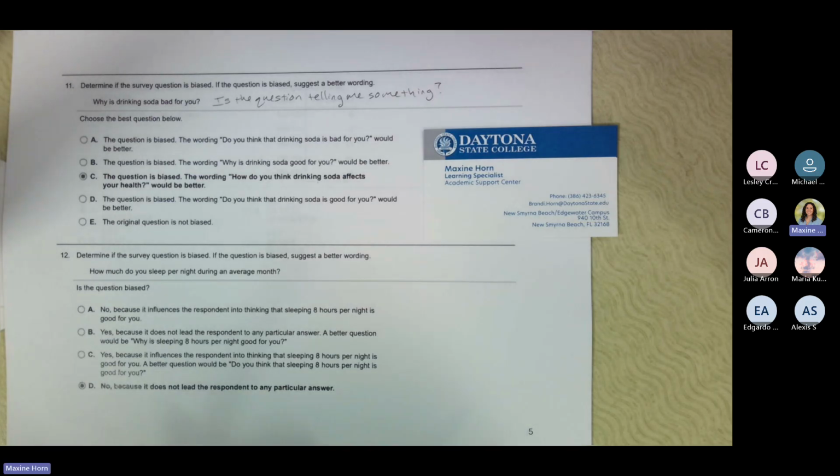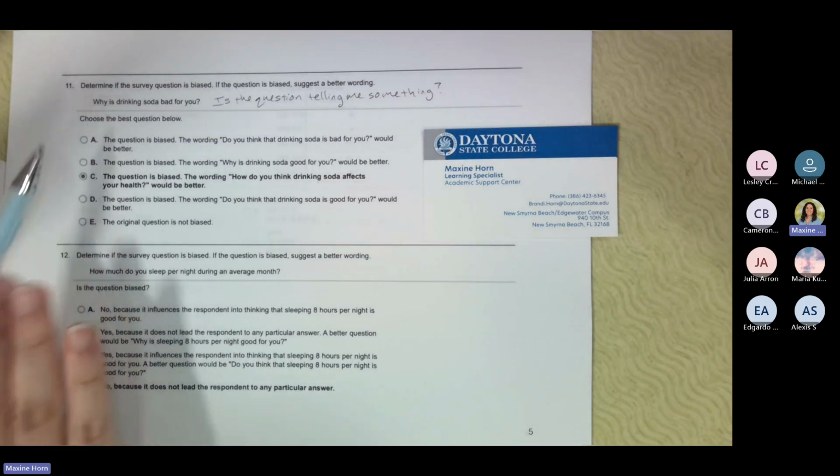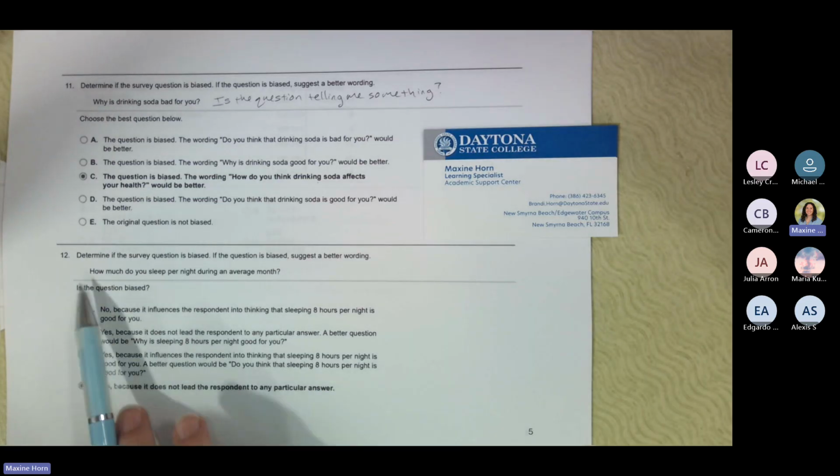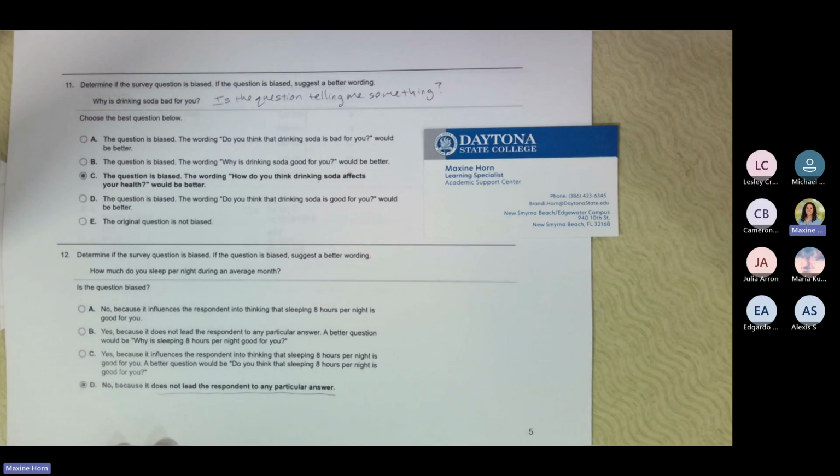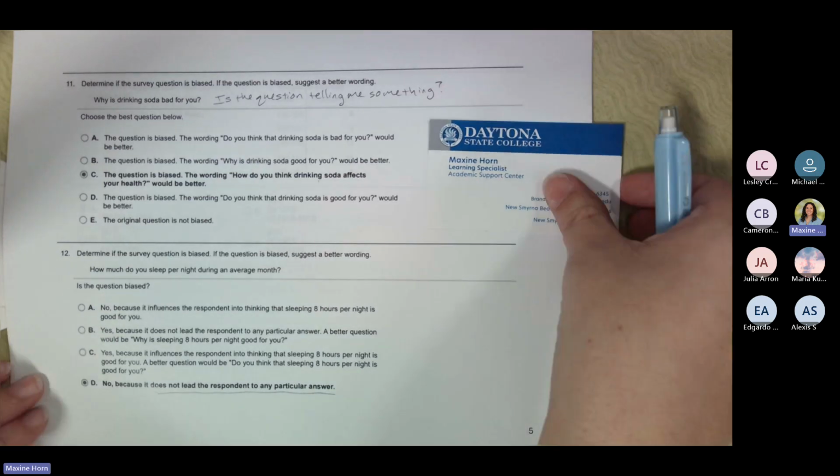Okay, so it didn't ask things like, oh, how much does drinking caffeine decrease your sleep, or something like that, where it's telling me something is bad and then asking me about why. It's just asking me how much I sleep. It's not biased. So no, it's not biased. Doesn't lead to any particular answer. That's another way to think of it. It does not lead the respondent to any particular answer.